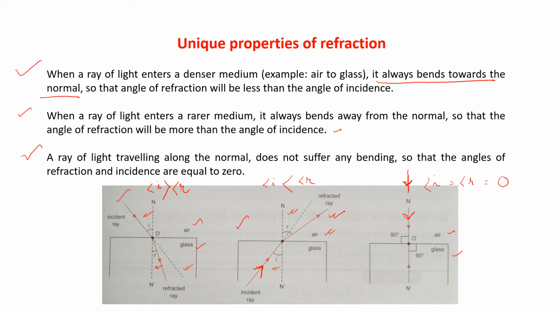Okay? Am I clear? Don't get confused. It will not be 90 degrees. The angle of incidence is the angle between the incident ray and the normal. So it is traveling along the normal, so its angle of incidence will be 0. And it does not suffer any bending. So it is going in the same path, following the same path. So the angle of refraction is also 0, and the angle of incidence is equal to the angle of refraction.